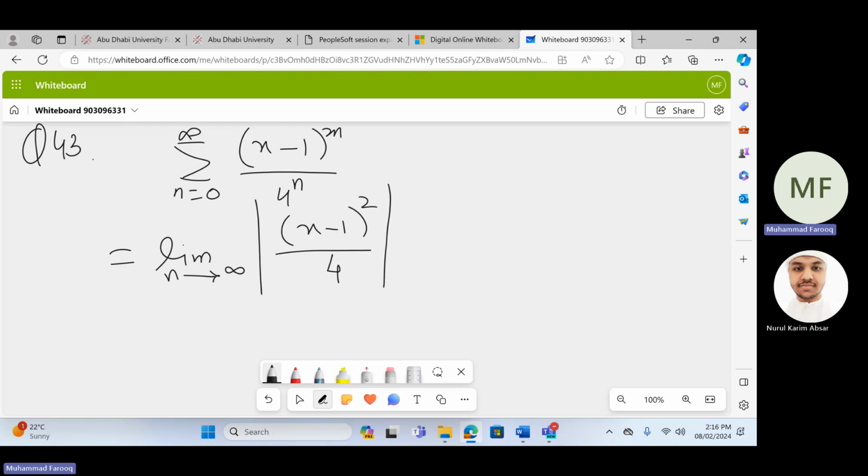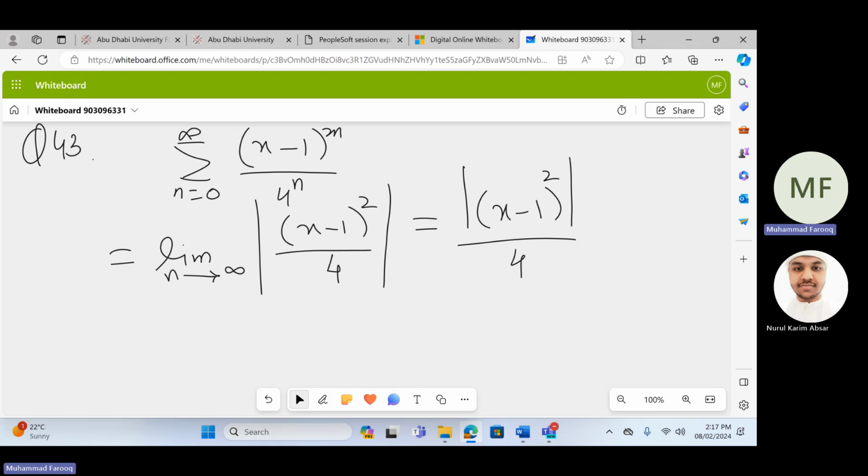Limit is on what? N. Do you have n here? So this is the answer, that's it. When you apply limits, no effect. So basically you now get absolute value of x minus 1 square divided by 4. Actually this is the thing which I want to show you. Now for part A, we need the interval of convergence.